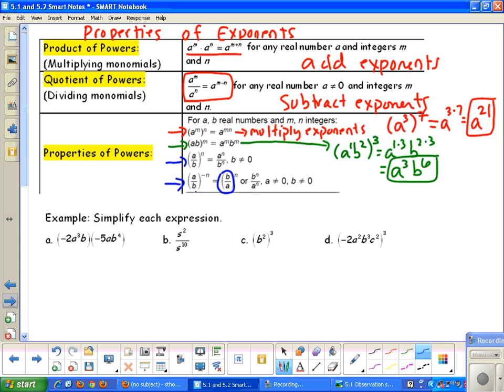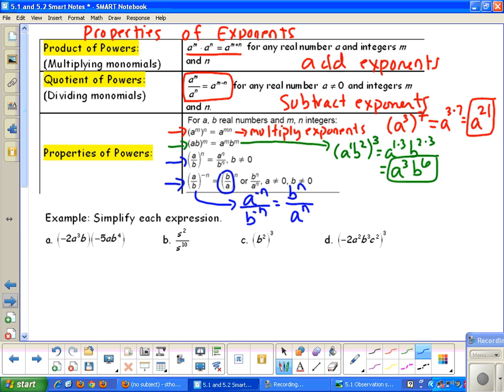Or if you wanted to, right here, we could do a to the negative n over b to the negative n. Remember, our negative property of exponents, we don't like to have negative exponents. So if it's in your numerator, it would go to your denominator and become a positive exponent. If it's in your denominator, it would then go to your numerator and become a positive exponent. So that's what that would look like there.